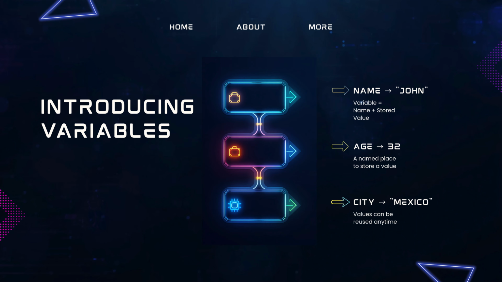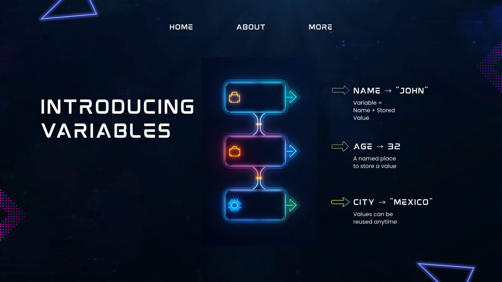For example, we can have a variable called name and store the value John inside it. We can have another variable called age and store the value 32. And we can have a variable called city and store the value Mexico. So remember this simple idea. A variable is a name plus a stored value. Once the value has a name, our program can find it and use it whenever it needs it.